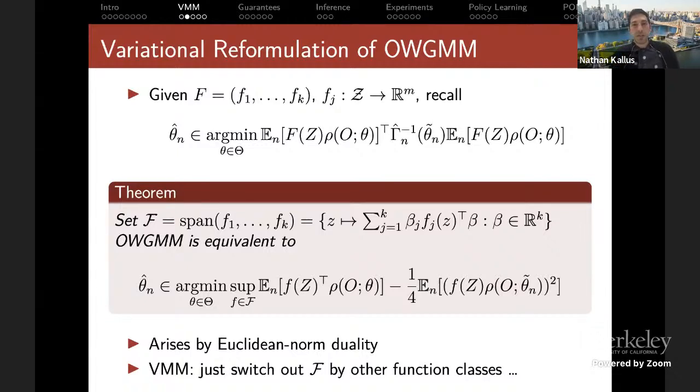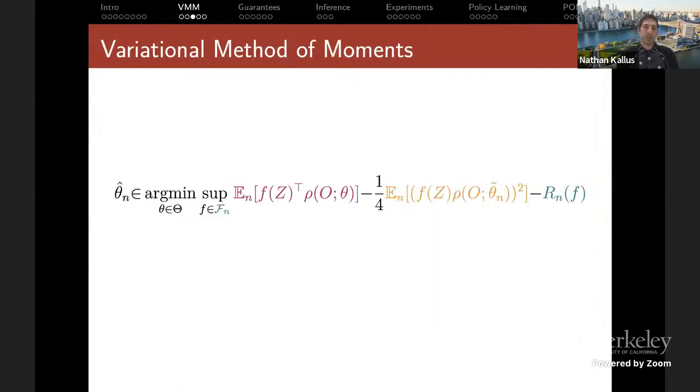So let's define VMM here first specifically. VMM is going to be given by a choice of function class F_n, a choice of some initial guess for theta, theta tilde n. Usually we're just going to be using the previous iterate. So we're going to first get an estimate, plug it in, get a new estimate. Two rounds will be enough, but we can proceed more rounds if we want to. And some regularizer for f.